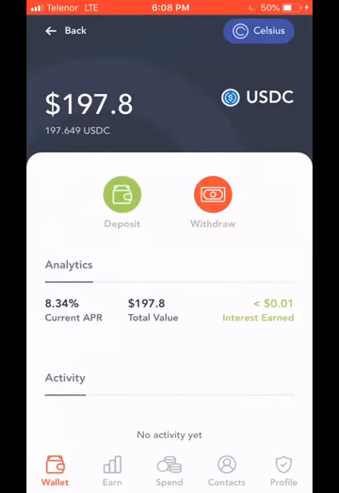I deposit and withdraw by clicking one of the action items here on the screen. And I can also see the interest earned in the middle right part of the screen.